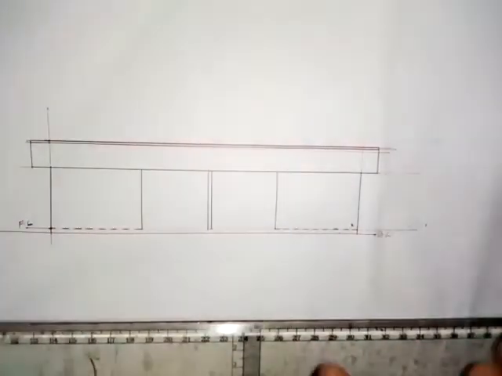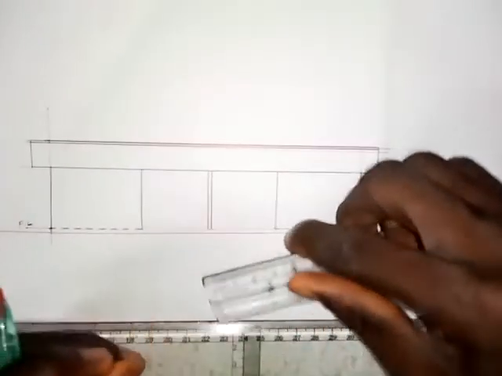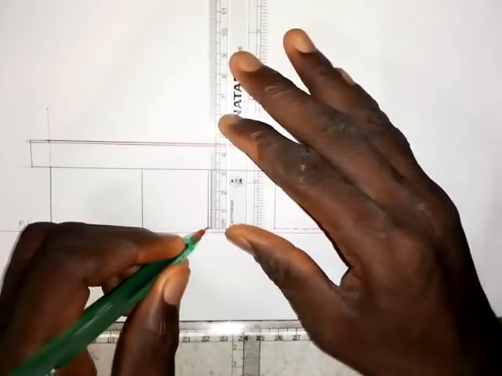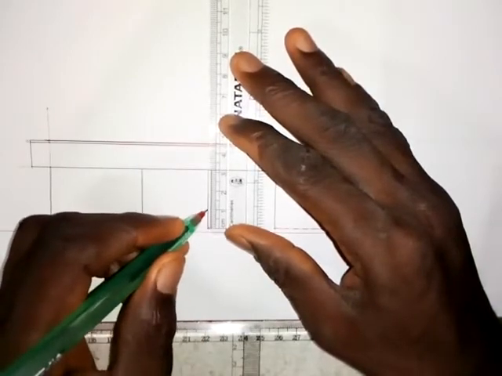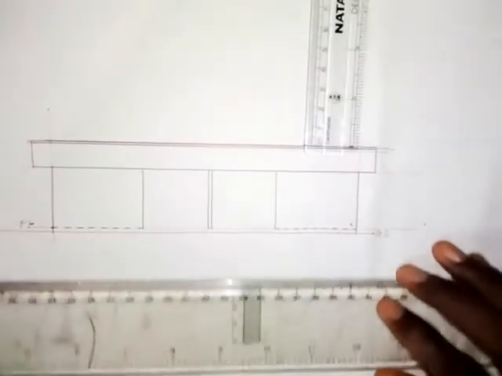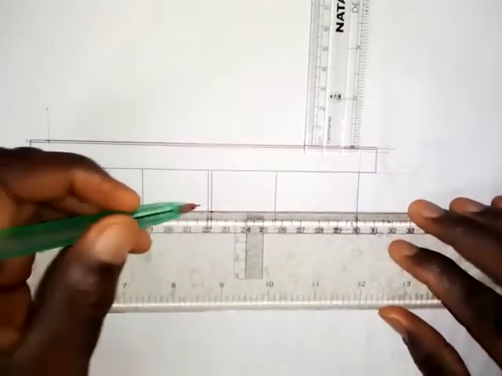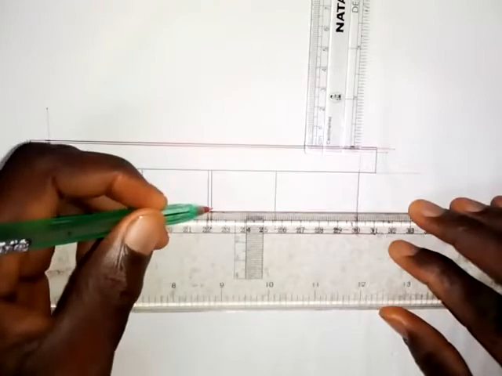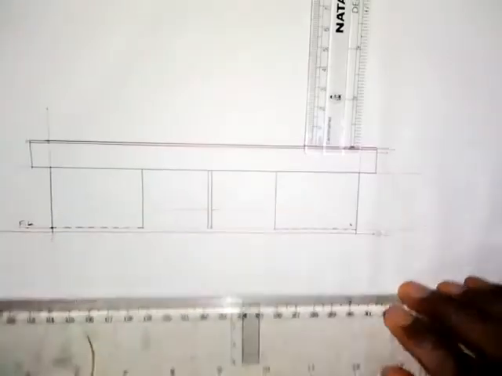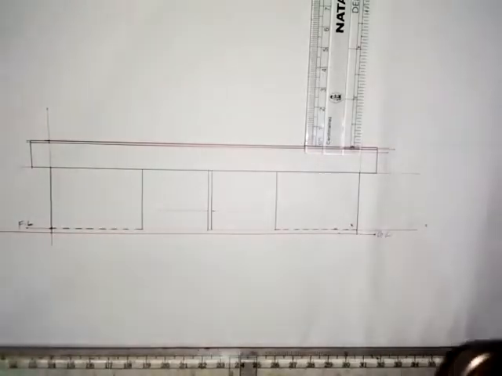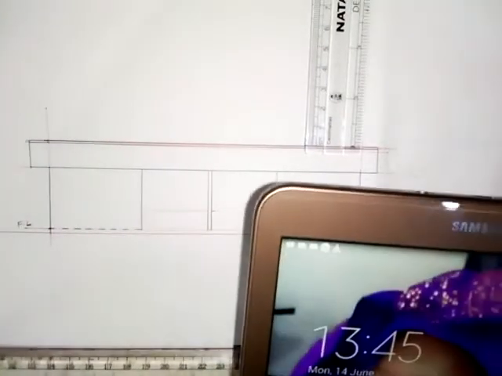So what you need to do is to come here and take a measurement of 10 millimeters from here. Take a measurement of 10 millimeters from here. So this is 10 millimeters. So draw your horizontal line like this, and here draw a horizontal line. Then another thing that we are going to put here is in the veranda.